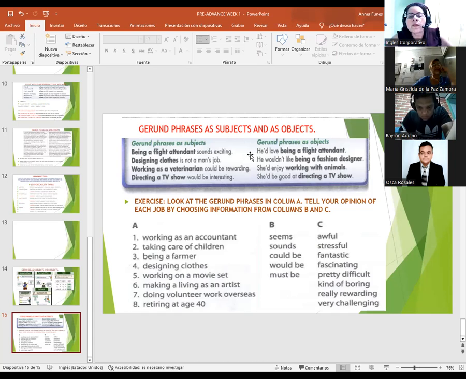Now, here we have gerund phrases as subjects. What is subject is who received the action, right? Now, he loved being a flight attendant. Next, he wouldn't like being a fashion designer. She enjoyed working with animals. She'd be good at directing a TV show.